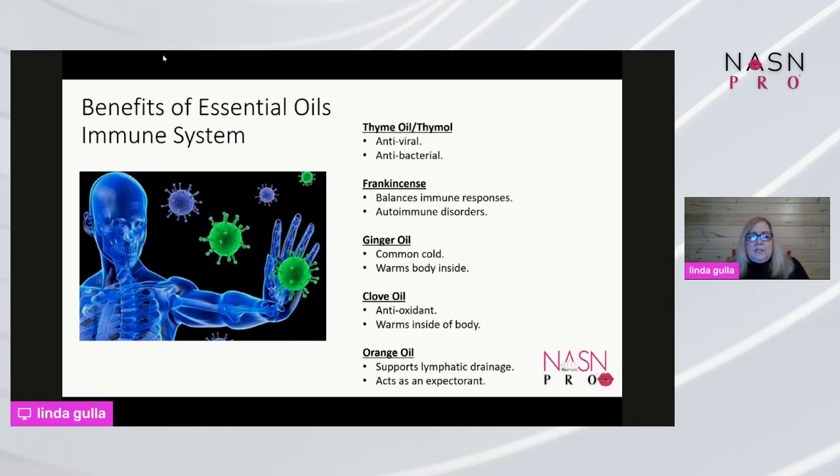And clove oil, which is an antioxidant, also warms the body inside when we have a cold, because that's what a cold actually is. Your body is cold inside. So we want to warm it. That's why people recommend warm soup, warm tea, because we want to help with that cold.